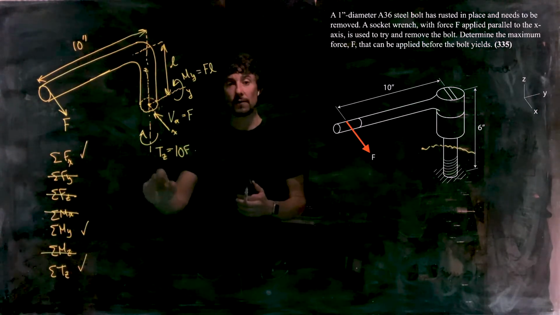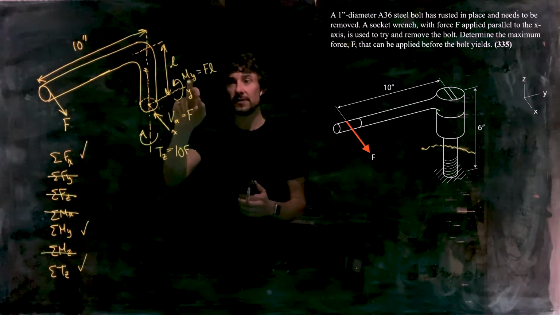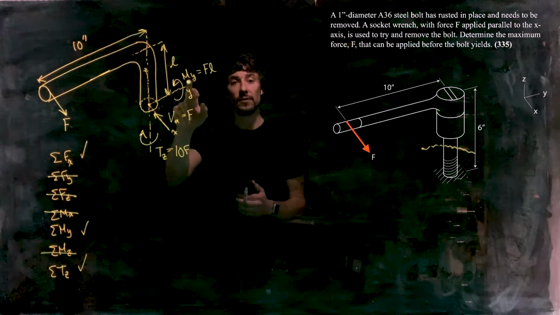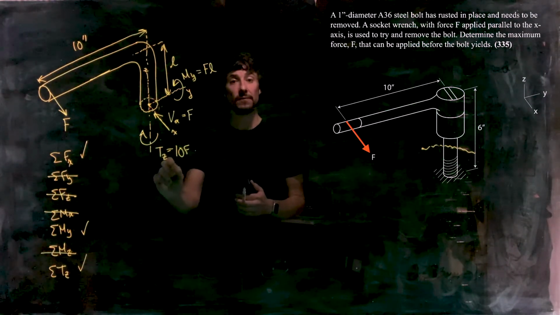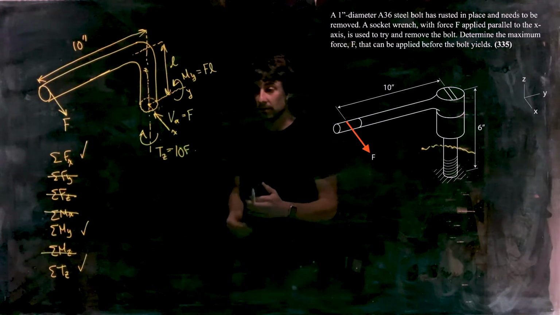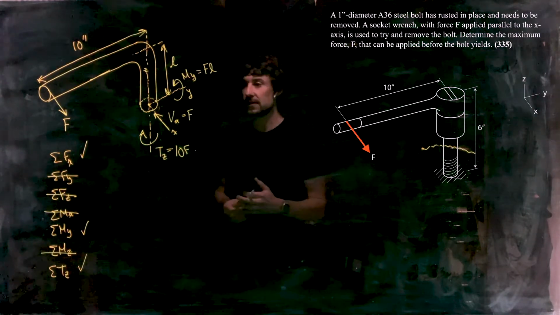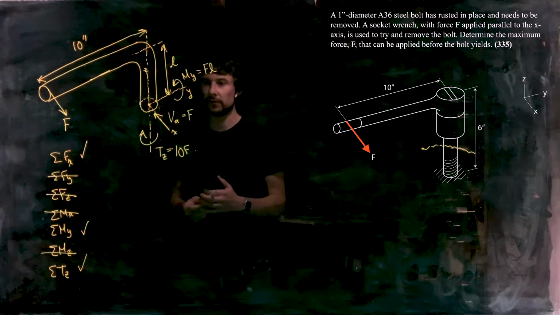So what we want to do is look at the base of the bolt, and when we get to the base, we want to look for the point that experiences the maximum normal stress due to the bending moment and the maximum shear stress due to the torque, and see if we've got a point that will experience both of those together, maximum from both of those.